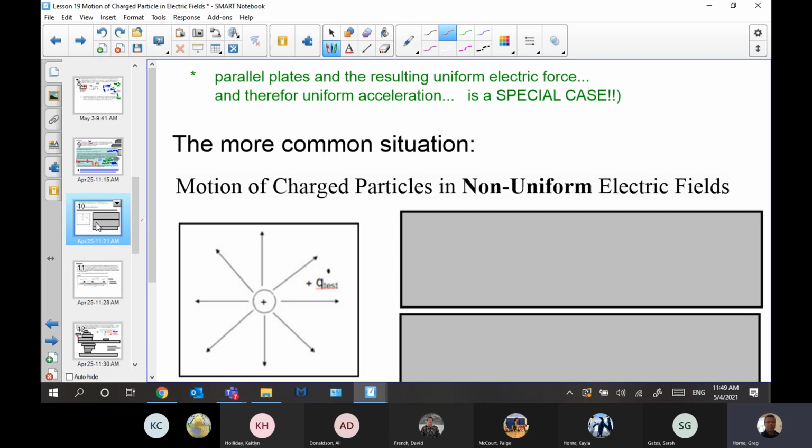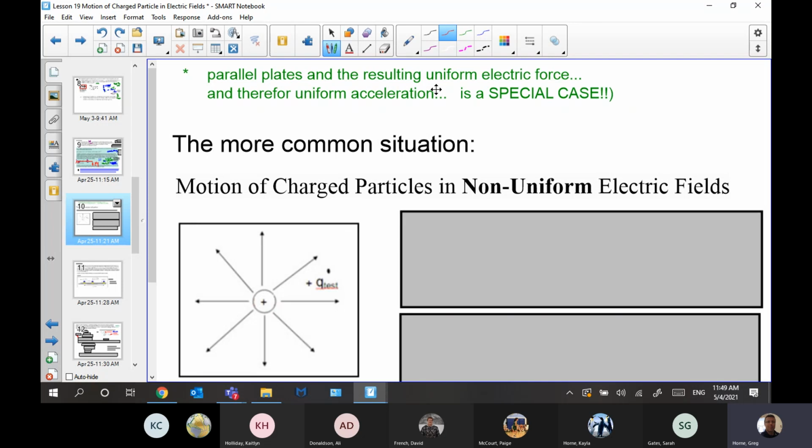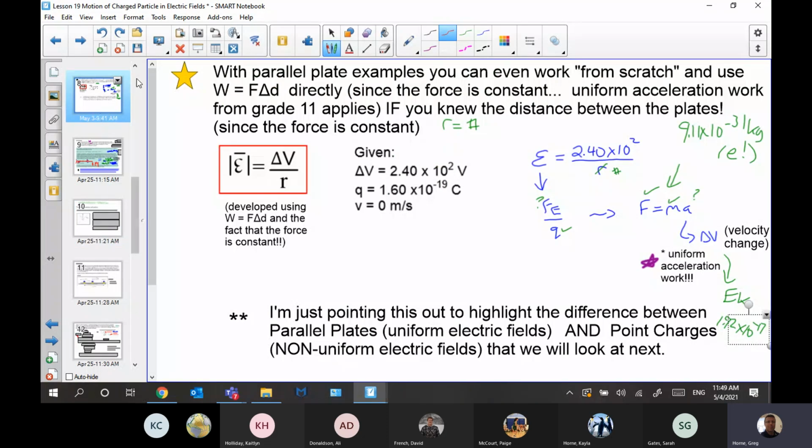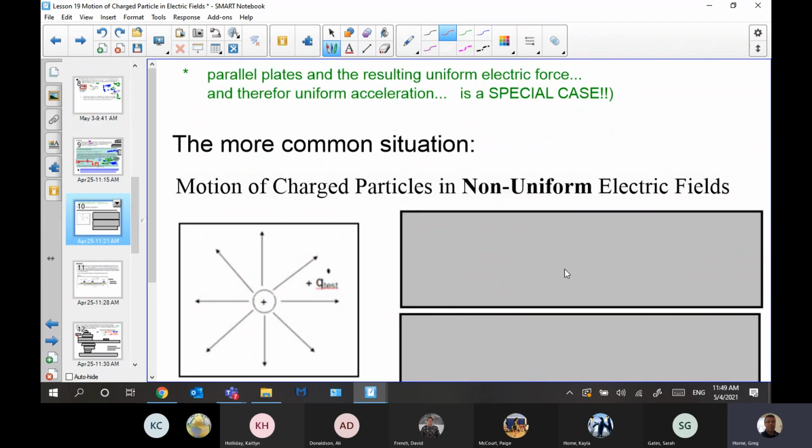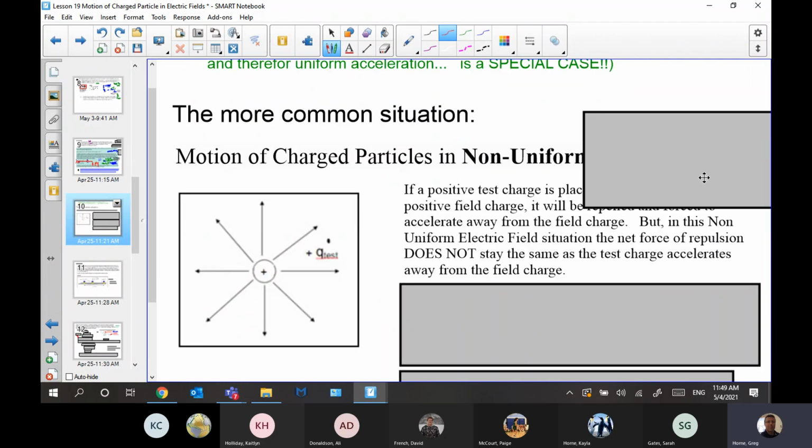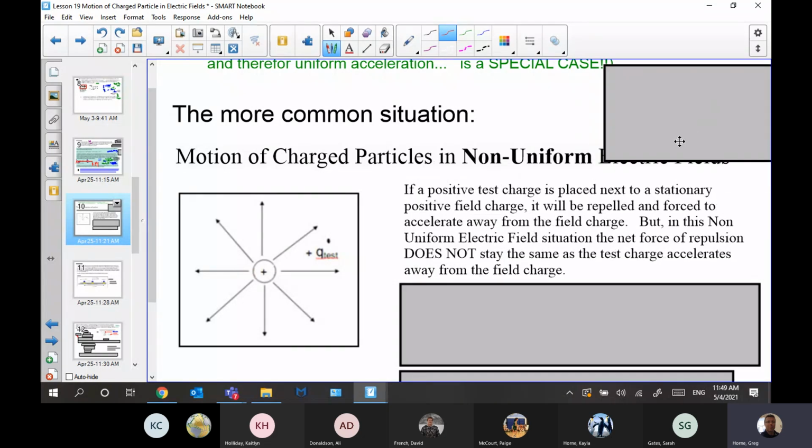So the other situation that is actually more common, we've been dealing with a special case, right? This whole parallel plates business. That's a special case where you have uniform motion and so on. So we had this special equation, delta V over Q, and the potential difference applied. The more common situation in the universe, of course, is when you have non-uniform electric fields.